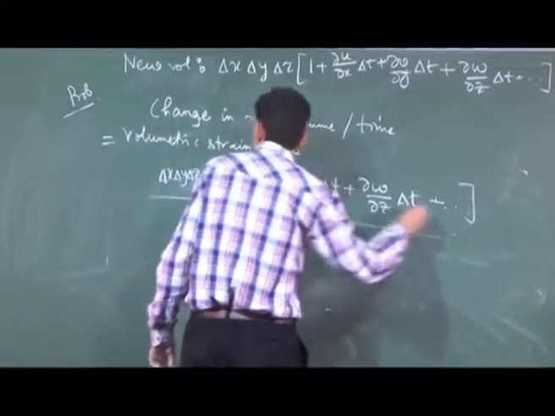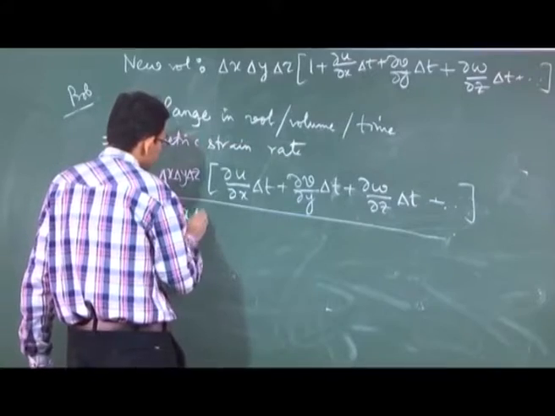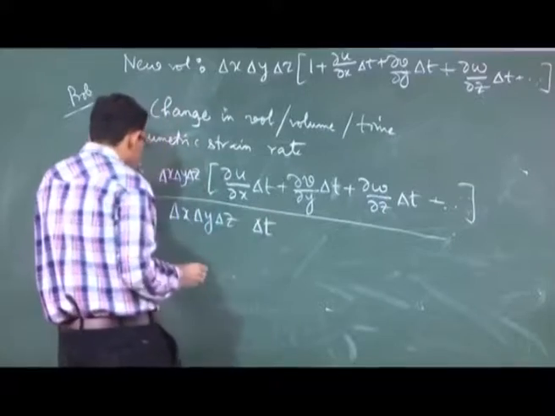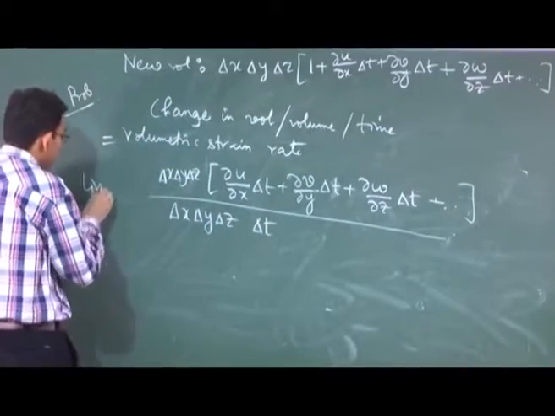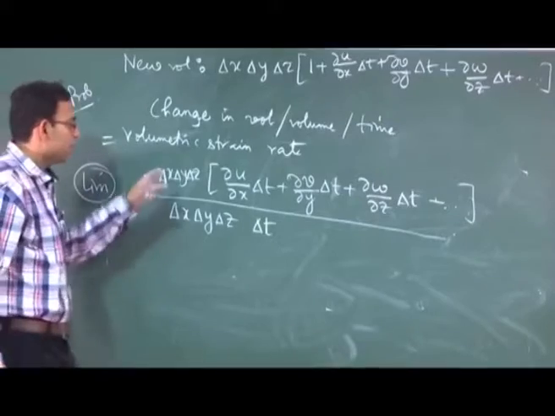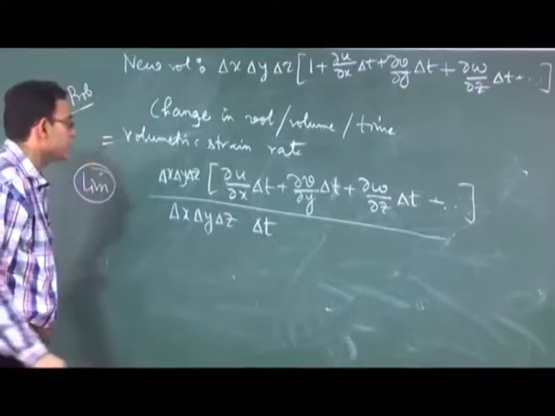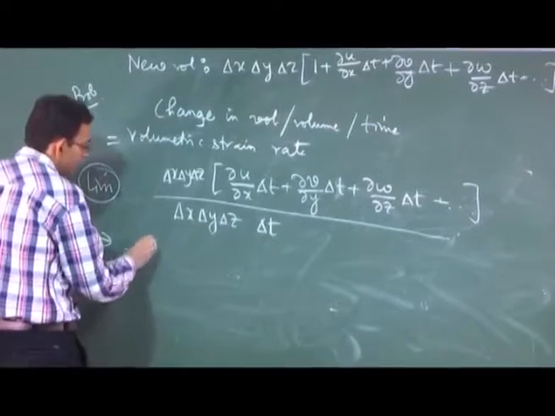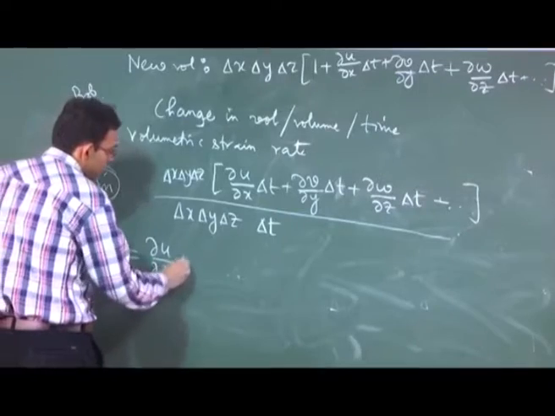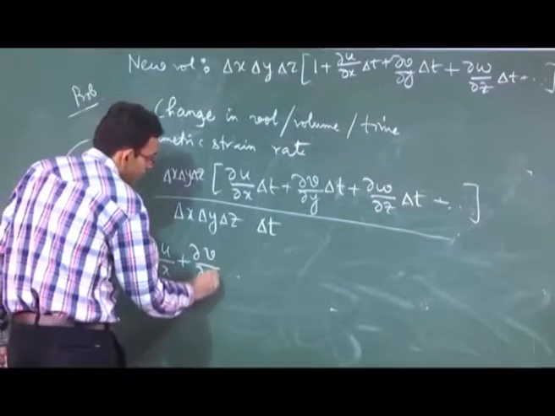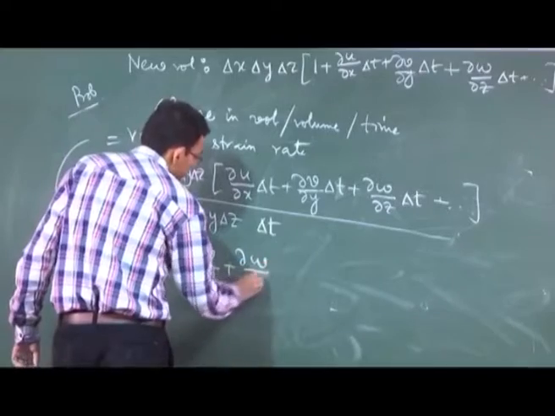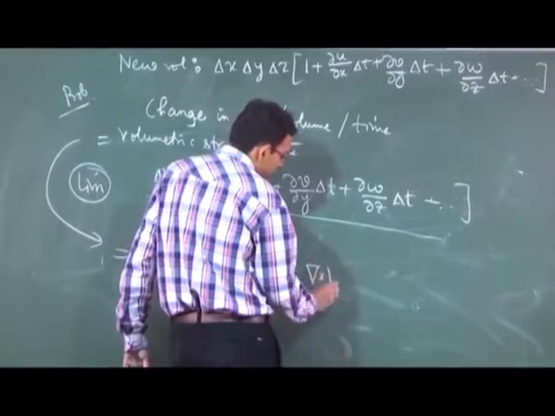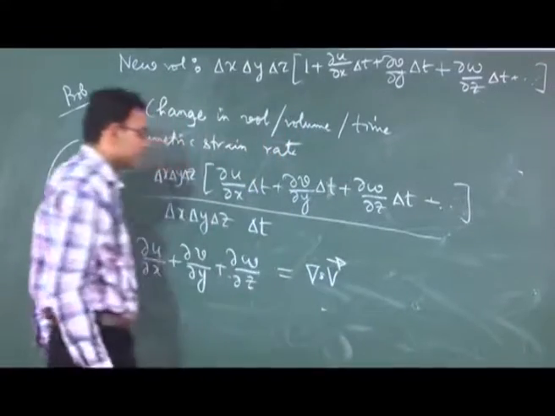per unit volume per unit time, and you of course take the appropriate limits. I am not writing all the limits, delta x, delta y, delta z, delta t all tending to 0. So, what it will boil down to is simply del u del x plus del v del y plus del w del z, or in very short notation, divergence of the velocity vector.